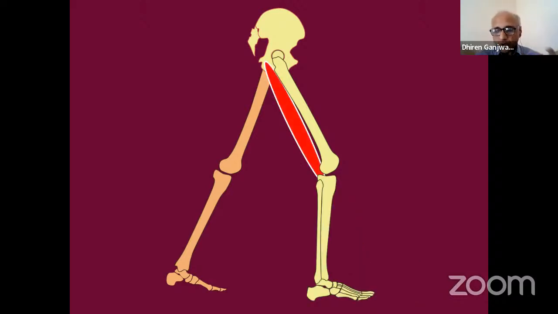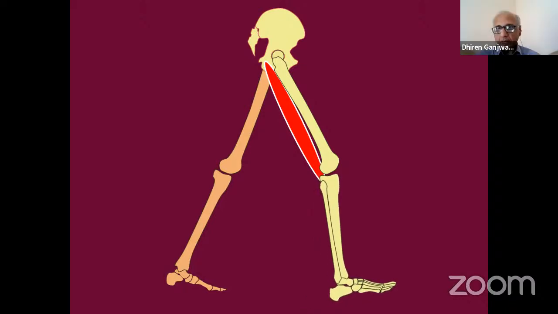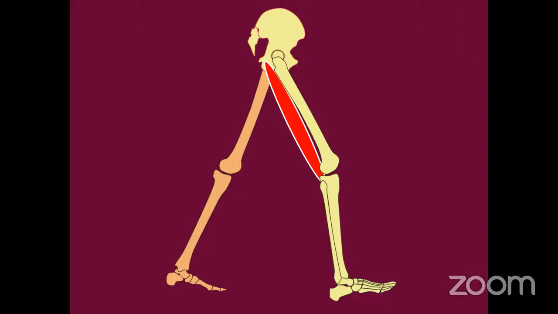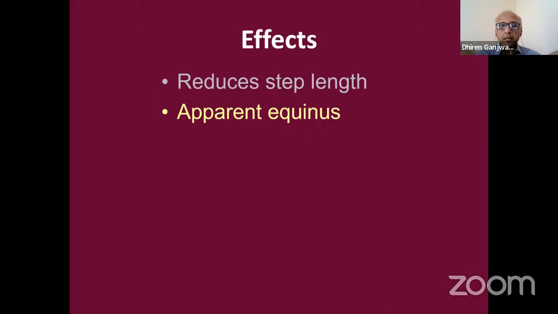So now, as shown over here, the hamstrings are short, and let's see what happens when the knee tries to extend. It cannot extend fully because the hip is flexed, so the hamstring is already stretched at one end. Now if you compare with the previous animation, this is the difference. And if you look at the heel positioning, you can see that the first sign of the short hamstring is reduced step length. Sometimes it leads to apparent equinus.